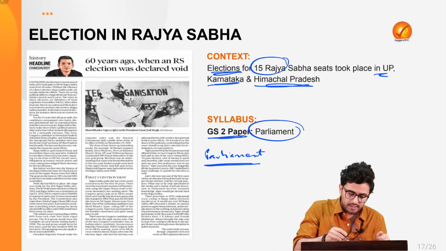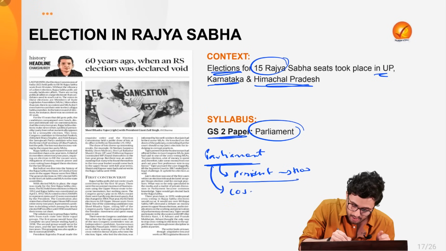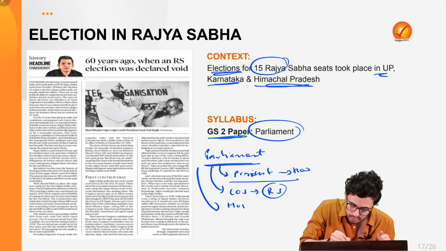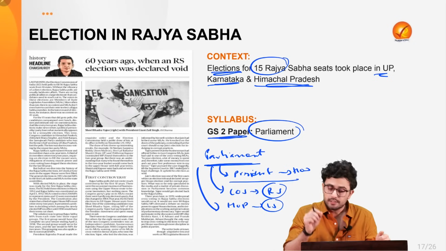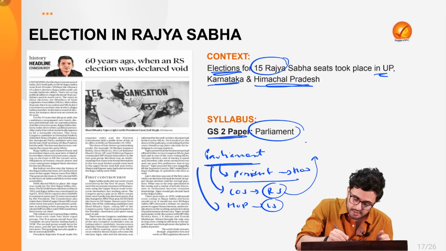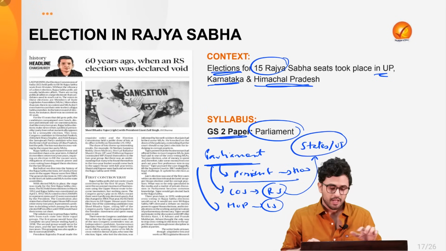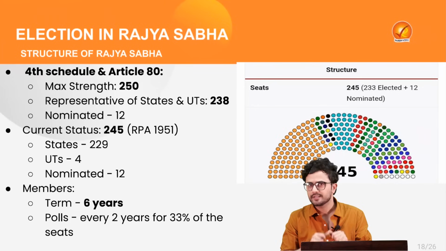Keep this in mind that Parliament is the supreme law-making body in the country, which consists of 3 important parts, that is President, who is Head of State, Council of State, which is Rajya Sabha, and House of People, which is Lok Sabha. Thus, Rajya Sabha represents various states and union territories in our country. So let's first try to understand the structure of Rajya Sabha.